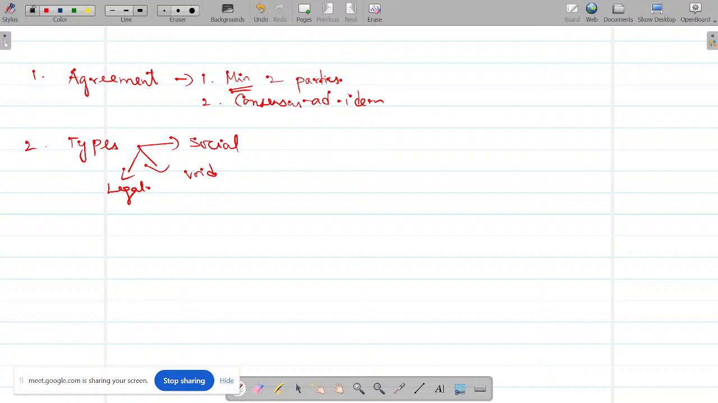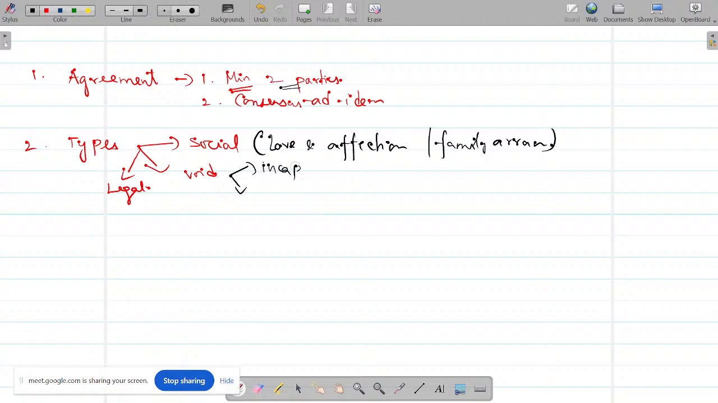When we say social, it is about two parties under a family arrangement or love and affection, so we can use the term family arrangement also. When we say void, we can say this in two ways. One is incapable parties entering into a contract, where there is no capacity, or it can be illegal. Illegal is different, incapable is different, but both will be called void. And a legal agreement is what we define as the next step, contract. A contract is an agreement which has legal enforceability.